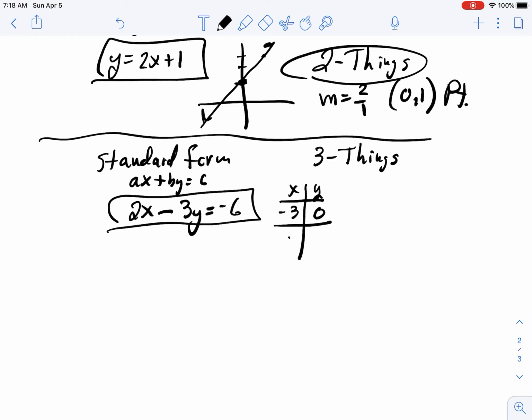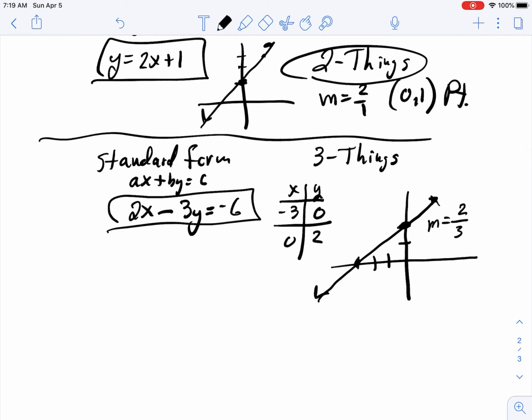If the y was 0, this would be negative 3. If the x is 0, this would be 2. So therefore, the graph of this is 0, 2, and negative 3, 0. Now, technically, once we got that value out, we probably could get the third thing with the slope, which would be 2/3.